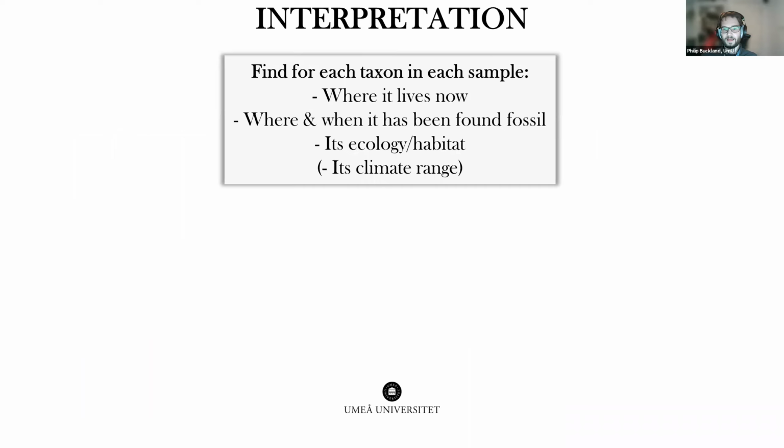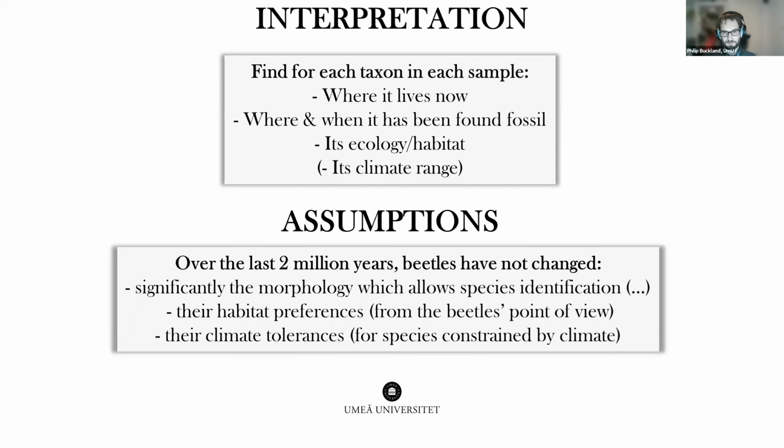So when we have identified our beetles from our fossil samples, we want to know what it means. And the first thing we do is figure out, where does this species live now? We look for earlier records of it as a fossil to try and understand how it's moved over space and time, or been moved over space and time. And then we look at the ecology or the habitat, the food sources of each species. And we look at the climate range of that species, if it is a species that is constrained by climate.